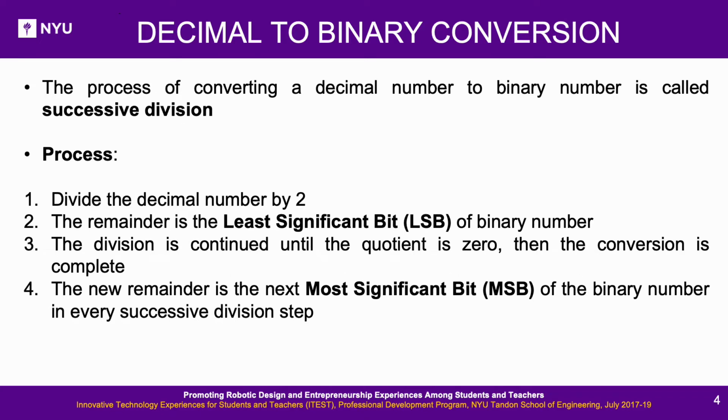Decimal to binary conversion. The process of converting a decimal number to binary number is called successive division. Conversion process. Divide the decimal number by 2. The remainder is the least significant bit, LSB, of the binary number. The division is continued until the quotient is 0, then the conversion is complete. The new remainder is the next most significant bit, MSB, of the binary number, in every successive division step.